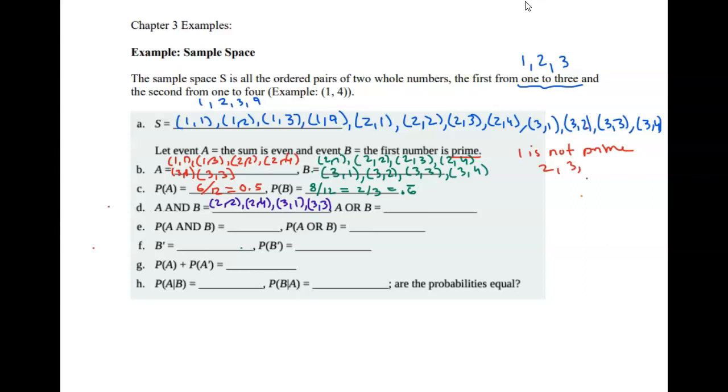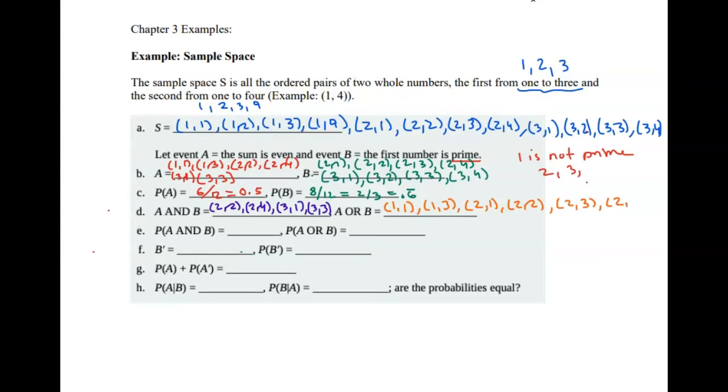Looking at the A ones, we have 1,1, 1,3. Then we have 2,1, 2,2, 2,3, and 2,4. And we have 3,1, 3,2, 3,3, and 3,4. So those are in either A or B, or they could be in both.